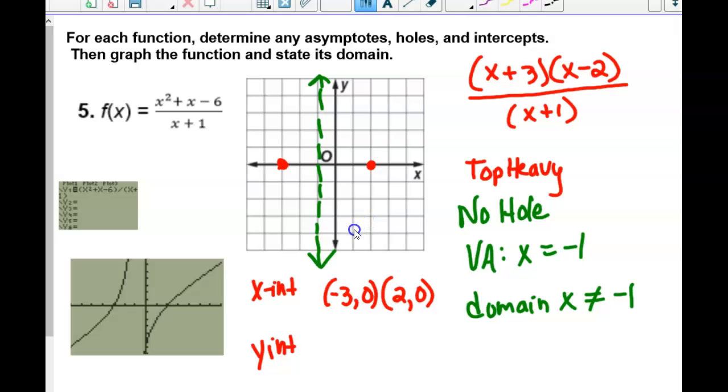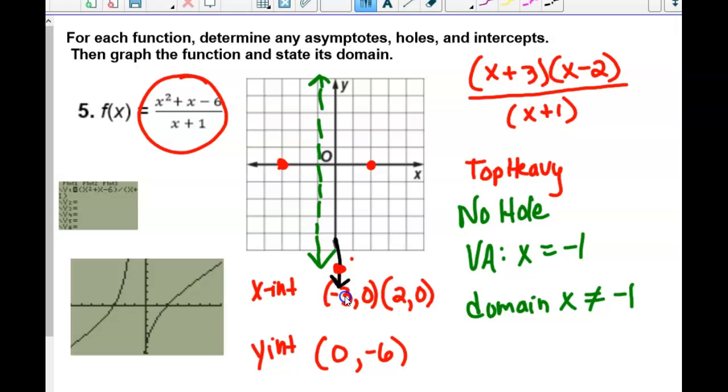Y-intercept, Destiny? If I put in a 0, I always go back here, guys. Isn't that the easiest place to put the 0 in? You just get a -6/1. 1, 2, 3, 4, 5. Great, it's off the bottom, right? Okay, that's the y-intercept down there. If I were to extend this a little bit, it would be down there somewhere.